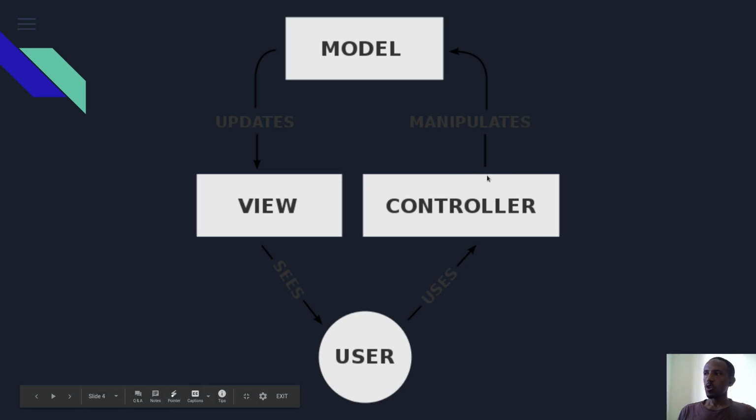And then the controller manipulates a model, which is mainly data or logic, the business logic, and this model's data is used to update a view. The view might be a list of users or a list of tickets in our case, and this view is displayed to the user, and the user sees that.